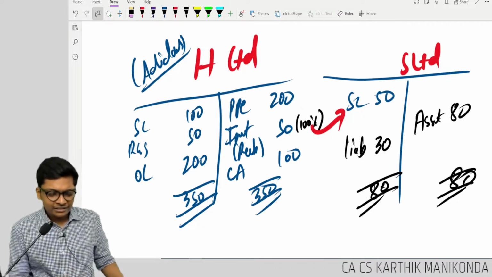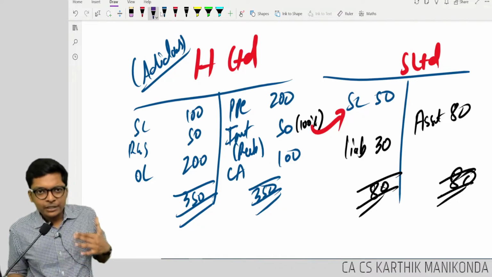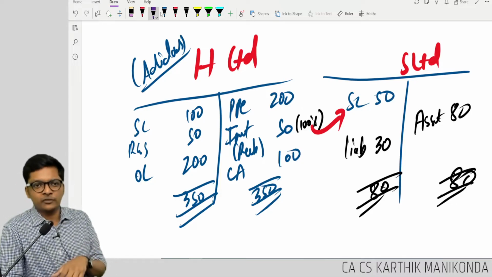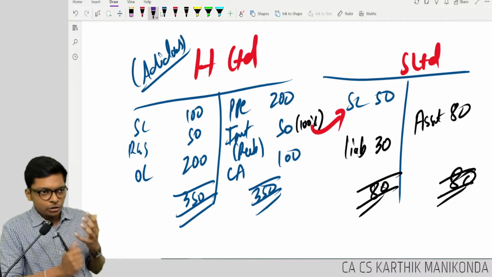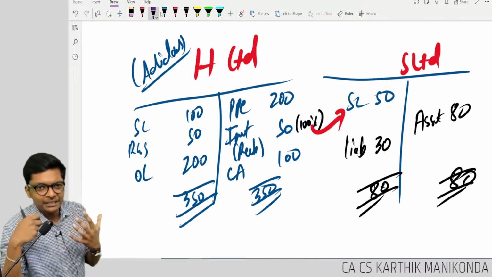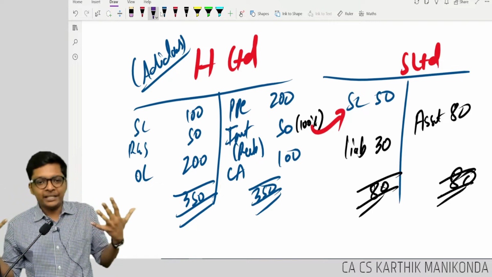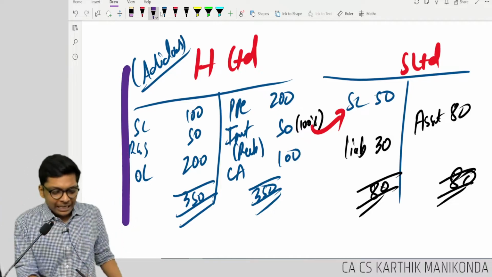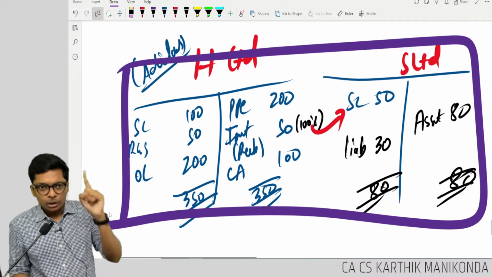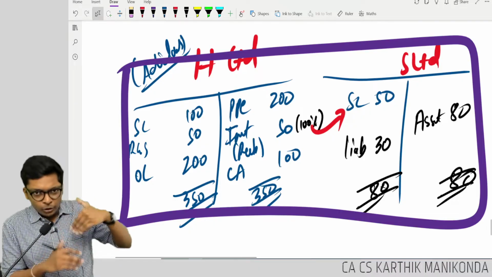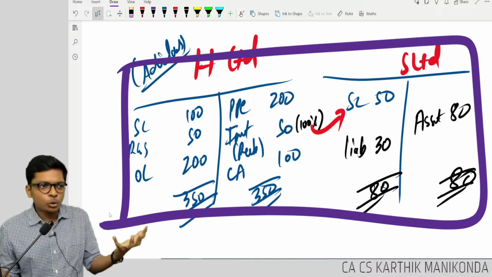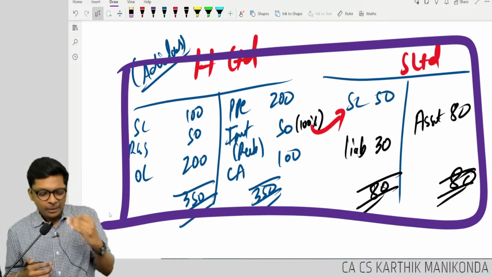Now the question is, why should I do consolidation? What is consolidation first of all? Consolidation means, in simple terms, I have two balance sheets. I have to add these both and make it one balance sheet. That only we are going to learn in this chapter. All the sums will lead to that, adding two companies' balance sheets into one. But why should I do that?